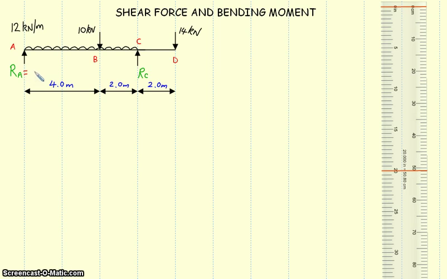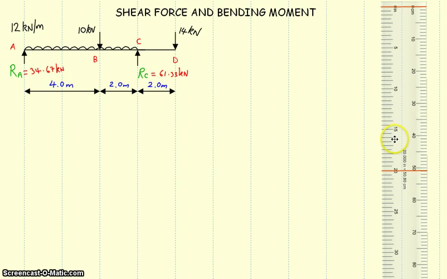So reaction A was 34.67 kilonewtons and reaction C was 61.33 kilonewtons. So now that we know our reactions, we can move on to the next stage, which is to draw our shear force diagram.